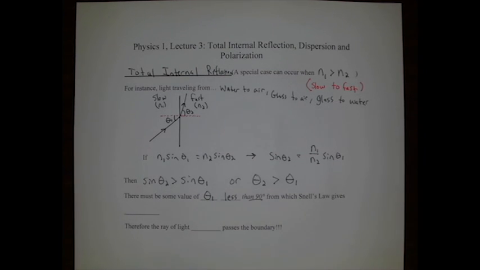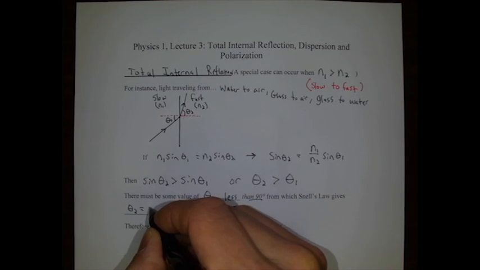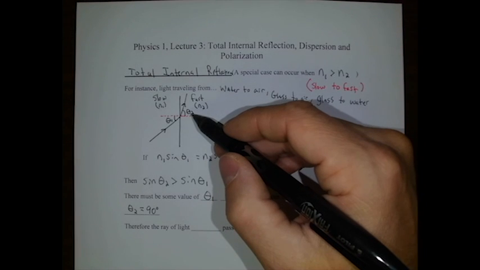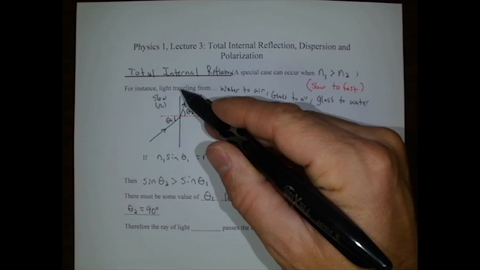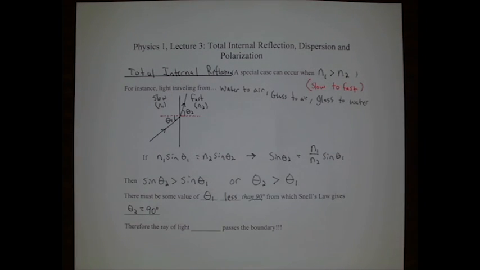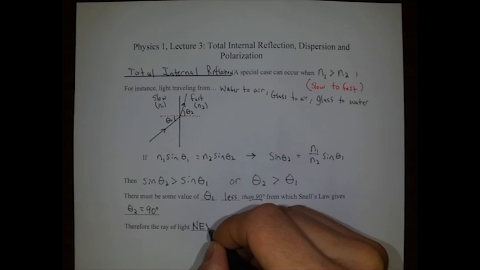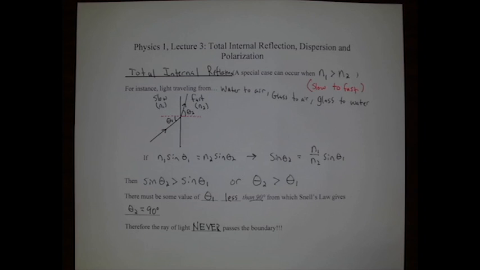But there must be some angle theta 1 such that theta 2 is equal to 90 degrees. In other words, a case where this angle becomes so large that, instead of passing into the new medium, it bends so much that it just moves right along the interface. And this is a really interesting case. In this particular case, when we reach it, the ray of light never passes the boundary. It always stays on the same side.